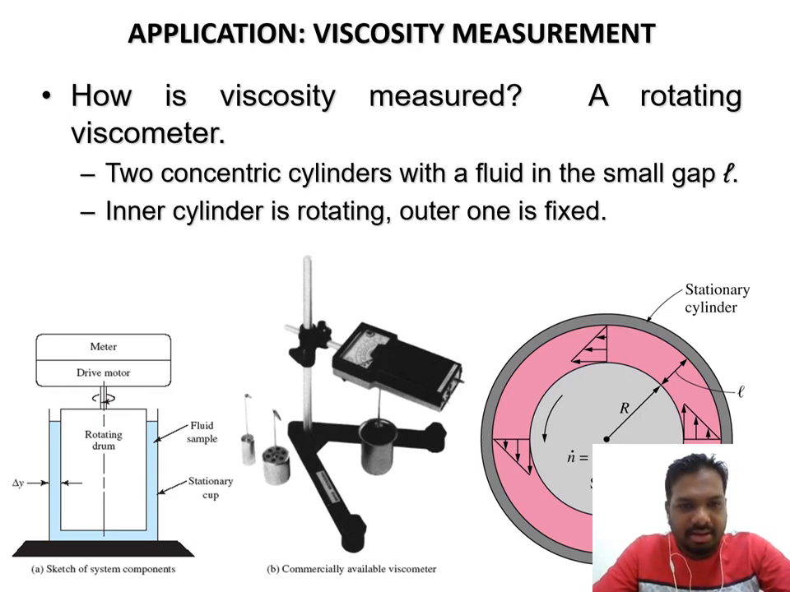Practically, it has a setup something like you can see here. You have a rotating drum, a motor meter, a drive motor, the fluid inside, and a stationary cup to hold the liquid. This is a physical unit, the commercially available viscometer. The rotating drum will start to rotate, and based on the viscosity of the material, it will create a resistance which can be measured by the viscometer.